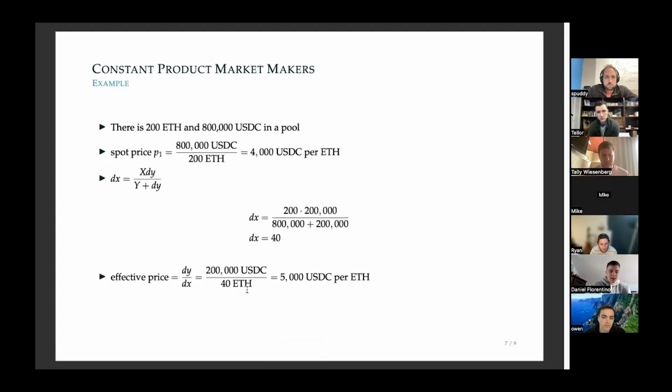So 40 Ether comes out of the pool, 200,000 goes in. The effective price you paid then is actually 5,000 USDC per ETH. And that's such a big difference because the trade was so large relative to the pool's liquidity. And let's say the market price was like 4,500. Arbitragers would immediately come in and eat up the cheap USDC for that overpriced Ether.